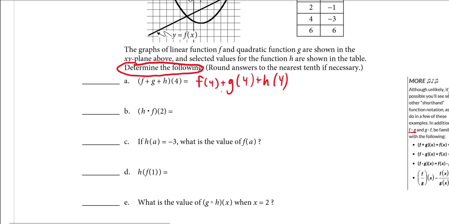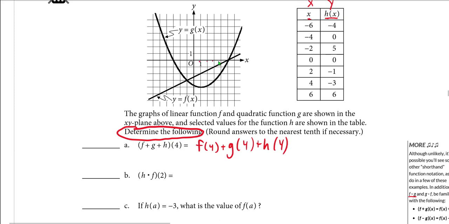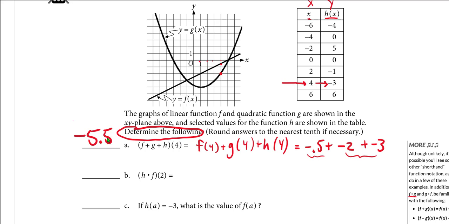So f of 4, let's look at the graph. 1, 2, 3, 4. That is negative 0.5. And the g function, that is negative 2. And the h function, this is the easiest one of the bunch because remember that 4 in parentheses is an x value. We just go to where x equals 4 and we find out what the y value is. So h of 4 is negative 3. So we're going to add negative 3. So what is that? That's negative 0.5 plus negative 2 plus negative 3. So this is negative 5 plus another negative 0.5, so that is negative 5.5. We have to do this without the calculator. Negative 5.5 for that one.